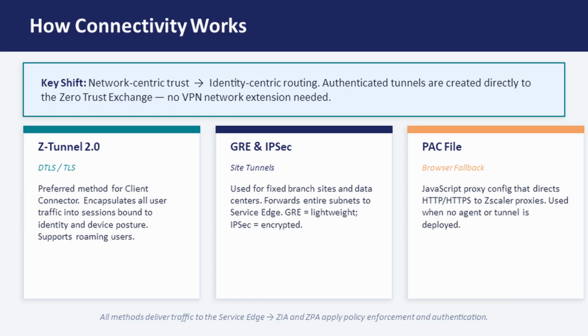The third method is PAC file forwarding, which is a browser-only option. A small JavaScript file tells browsers whether to route requests directly or through a Zscaler proxy. It's a fallback when you can't or don't want to install an agent. All 3 methods lead to the same place, the Zscaler Service Edge, where ZIA and ZPA apply the full security policy. The forwarding method is separate from the enforcement. That separation is fundamental to how Zero Trust works, and it's something you'll see come up again and again.